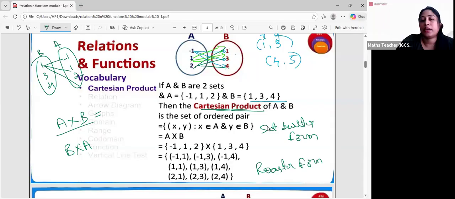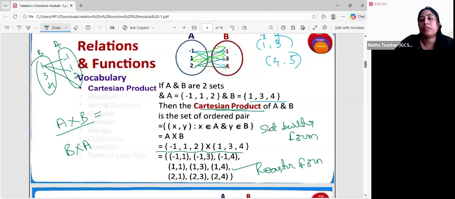That is minus 1 with 1, minus 1 comma 3, minus 1 with 4, plus 1 with 1, plus 1 with 3, plus 1 with 4, again plus 2, 1 with 2, 3, 4. Correct. So whatever the method, this is called roster form. So we can write sets like this.